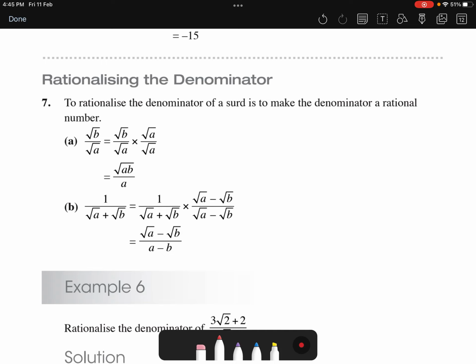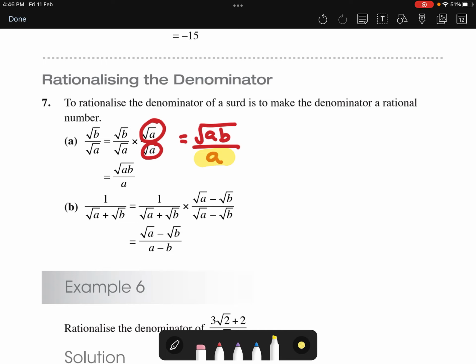First thing first, I just multiply by √a, and of course don't forget the top also must multiply, because you're not doing anything to the equation, you're just multiplying by 1, right? So after that, we use the operation of surd. For example, the top you should get √(ab). Then the bottom, √a times √a is positive a. So in this case, you have rationalized your denominator already.